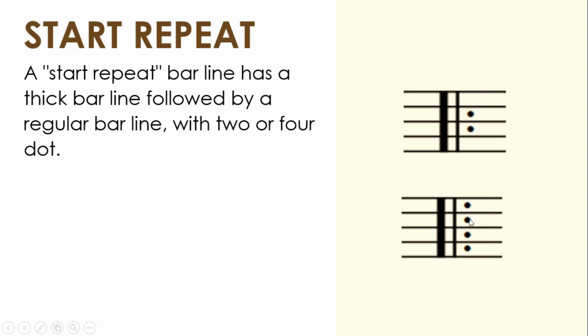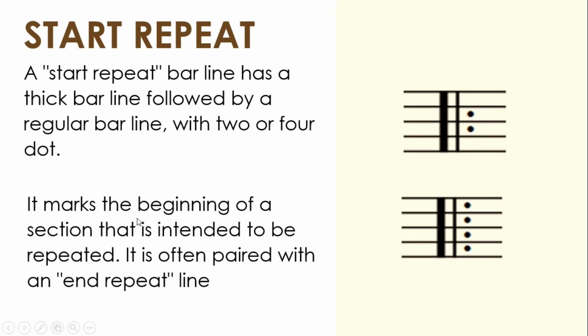Whichever you want to use, either this or this, it means the same thing, but the one that is most commonly used is this one. The start repeat bar line marks the beginning of a section that is intended to be repeated and is often paired with an end repeat bar line. It shows that when you want to repeat that section, you start where the start repeat bar line is, and whenever you see the start repeat bar line, you will always see the end repeat bar line, which shows you where you will end the repeat.